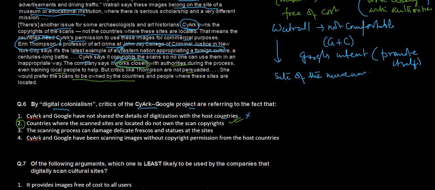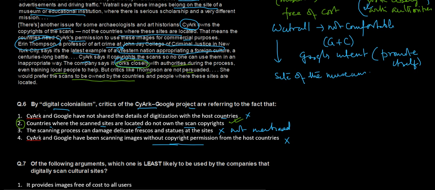The other options are the scanning process can damage delicate frescoes and statues at sites. This is nowhere mentioned in the passage, so this is irrelevant, not mentioned. SIAC and Google had been scanning images without copyright permission from the host countries. This is not correct because they are working closely with the host countries. So this is not correct. So the correct option is option 2, which says countries where the scanned sites are located do not own the scanned copyrights. This is clearly stated in the passage.